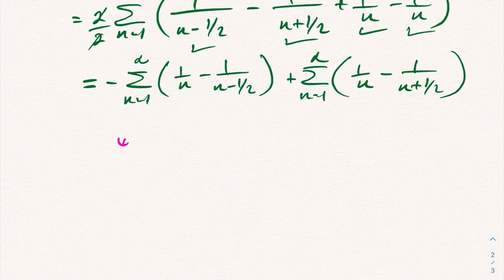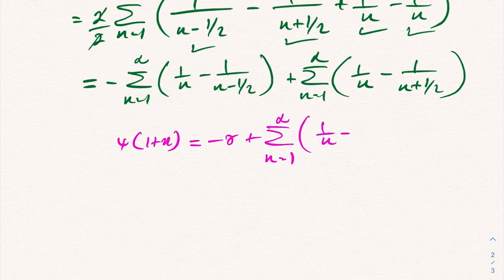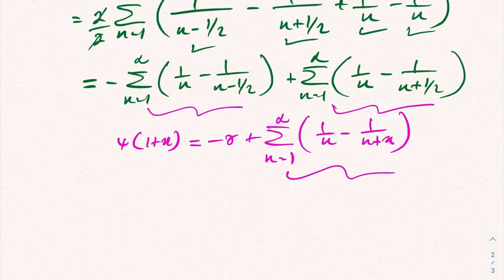So we know digamma of 1 plus x is equal to minus gamma, where gamma is the Euler-Mascheroni constant, plus the sum from n equals 1 to infinity of 1 over n minus 1 over n plus x. Therefore, here we have the same type of infinite sums. So we have here minus digamma of 1 plus x, and we know this value of x, so here we have minus 1 half.